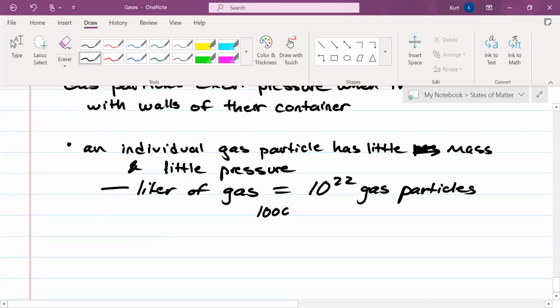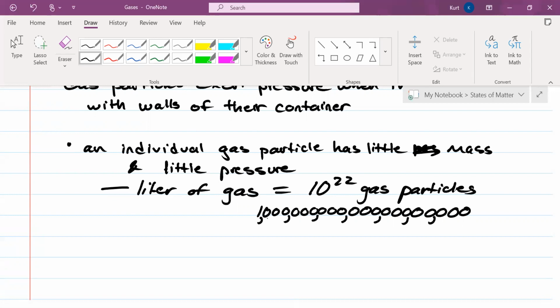1, 2, 3, 4, 5, 6, 7, 8, 9, 10, 11, 12, 13, 14, 15, 16, 17, 18, 19, 20, 21, 22. Hundreds, thousands, millions, billions, trillions, quadrillions, quintillions. This is 1 sextillion gas particles just in a liter. A liter, that's it. So when you're filling up your tires or a balloon or a bounce house, that's going to be an unfathomable amount of gas particles filling that up.